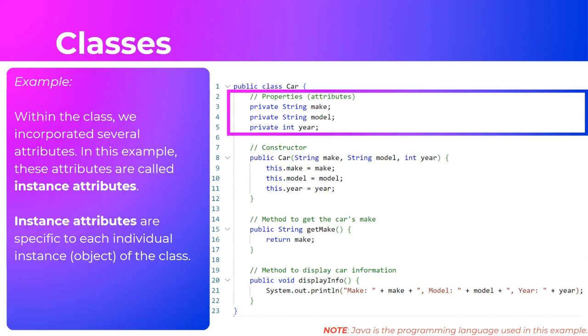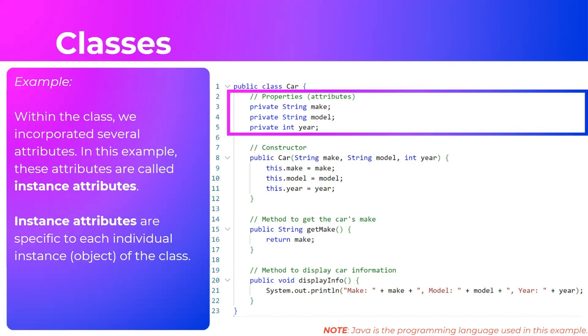included some attributes. In this example, these attributes are called instance attributes. By the way, we have two types of attributes. We have the instance attributes, which we have here in the example, and then we also have class attributes. Instance attributes are specific to each individual instance or each of our objects of our class. Meaning if we have, let's say, two instances of the car class, the value of make, model, and year will be different per instance. So that is the essence and purpose of instance attributes.